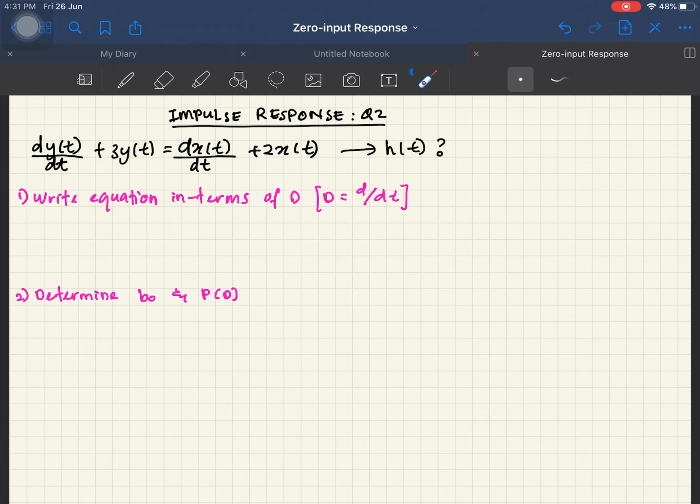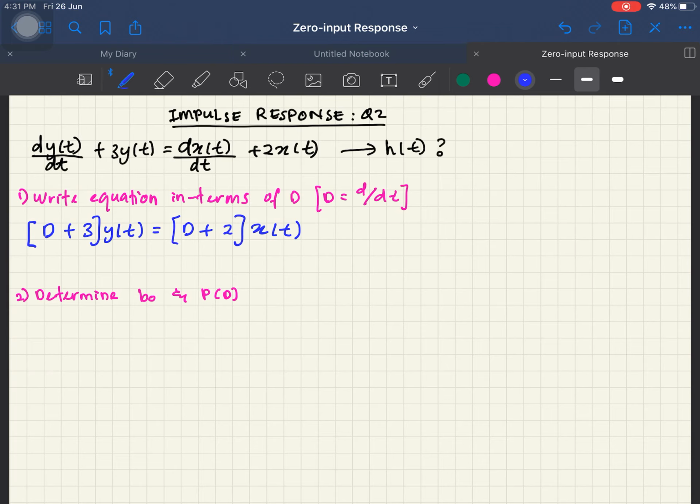So this time I will show you the solution to question number 2 on impulse response, where you are given this differential equation and you are asked to determine the impulse response of the system. So the first step to do is to rewrite the differential equation in terms of the operator D, where this capital D is equal to d over dt. So in this case we have (D + 3) y(t) = (D + 2) x(t).